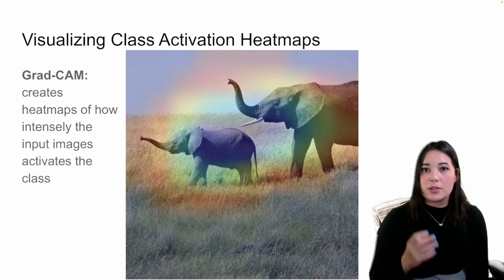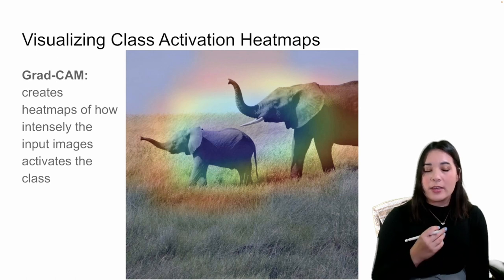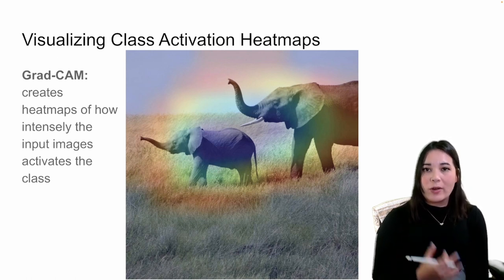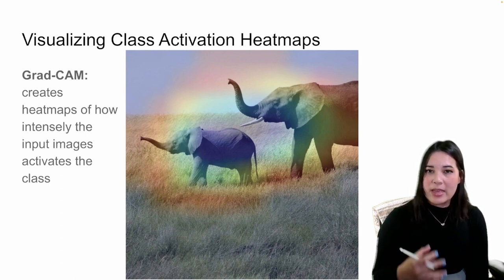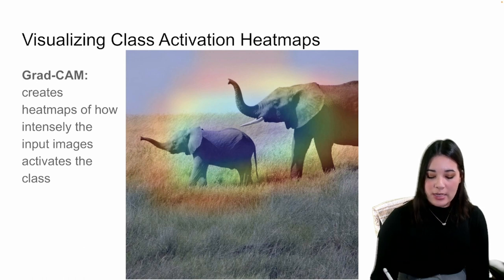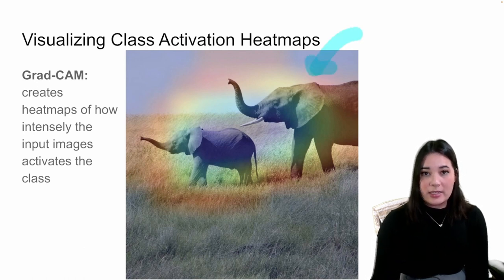Last but not least, the third way that we can visualize our convolutional neural networks is with something called GradCam. The CAM in GradCam stands for Class Activation Heat Map. GradCam allows us to see why convolutional neural nets made certain predictions. For instance, here, the model is trying to predict what this image is of, and it thinks that it's of an elephant.